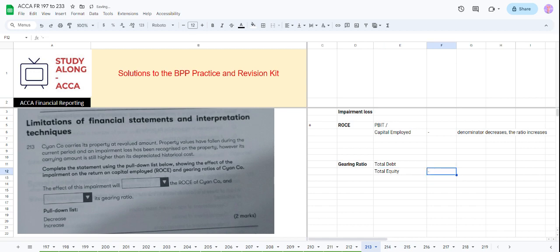So here also we see that the denominator decreases, so the overall ratio will increase, because the impairment loss reduces your capital employed and it reduces your equity also. So the answer will be increase and increase.